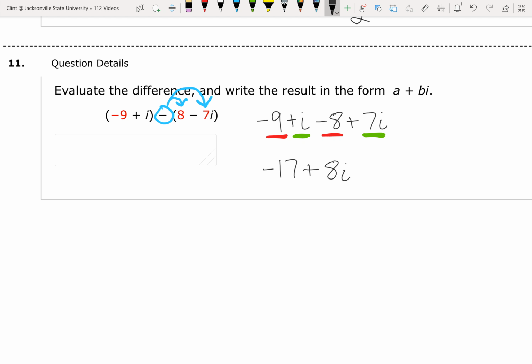And this is in a plus bi form. a is negative 17, b is 8. And so we are finished on this one.